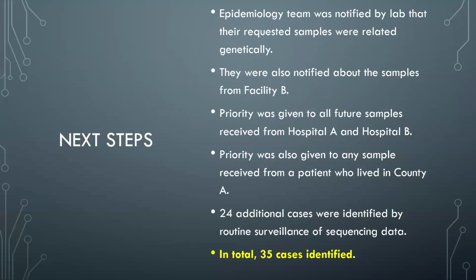As the next steps, we immediately notified our epi team that the samples they requested were related genetically. We also notified them about samples from Facility B. And so we decided to give priority to all samples that we were receiving from hospitals A and B, and also give priority to any patient who lived in County A as we continued sequencing. And in this process, we identified 24 additional cases which were related. And in total, we ended up identifying 35 samples that were closely related.